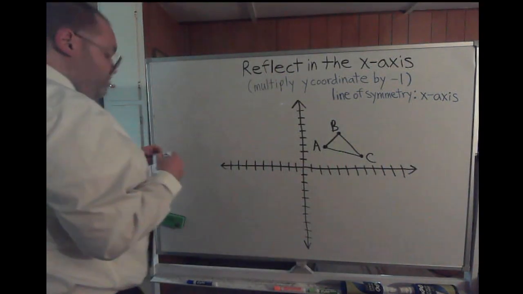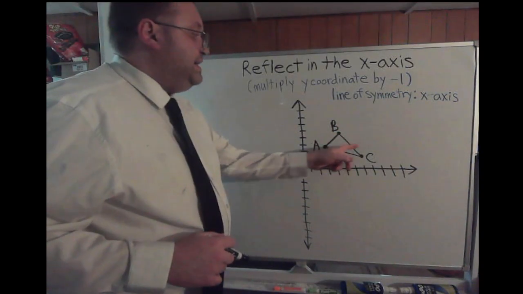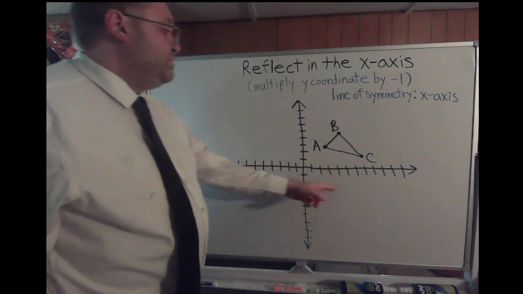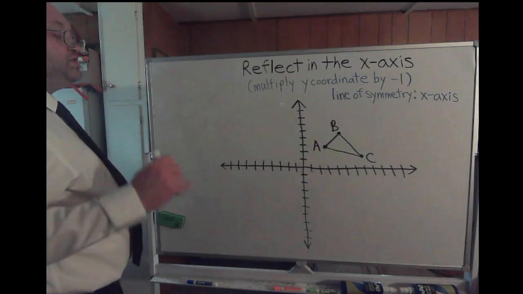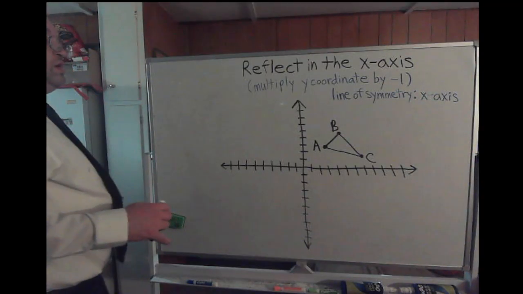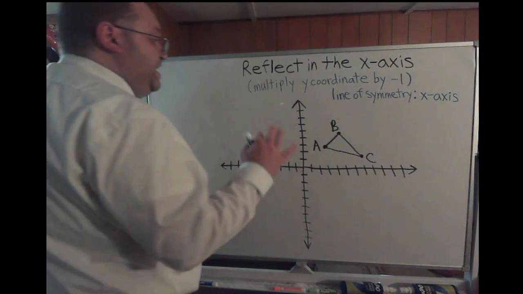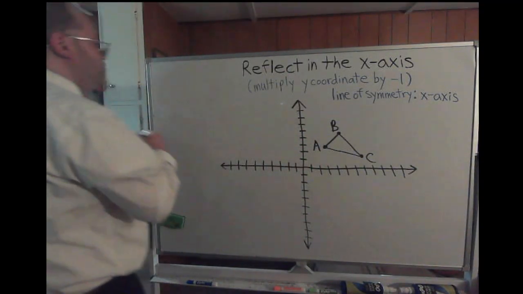So we got another triangle here. We have triangle ABC. We want to reflect this across the x-axis. What we got to do again, before you do any changes in your coordinates, you list your original coordinates.